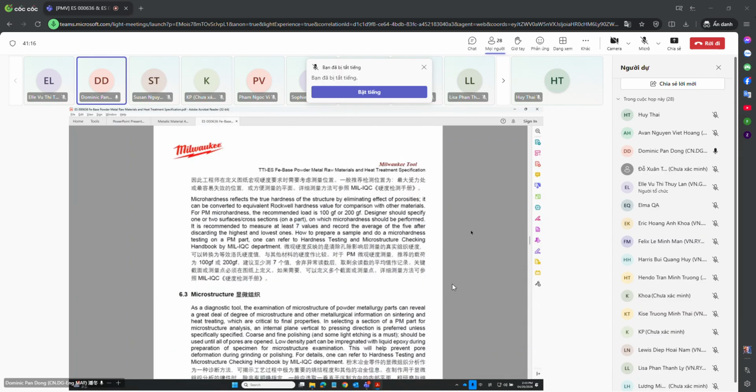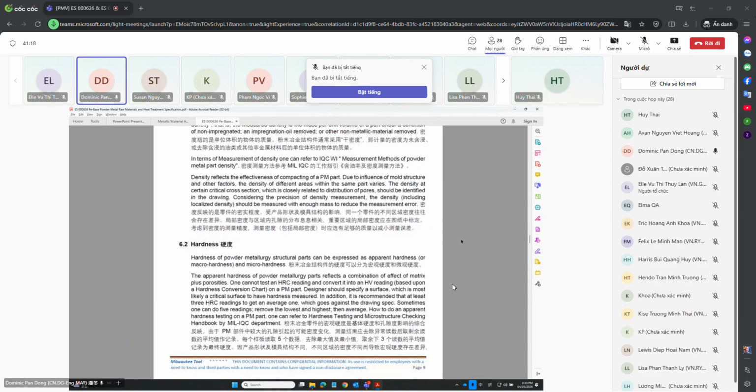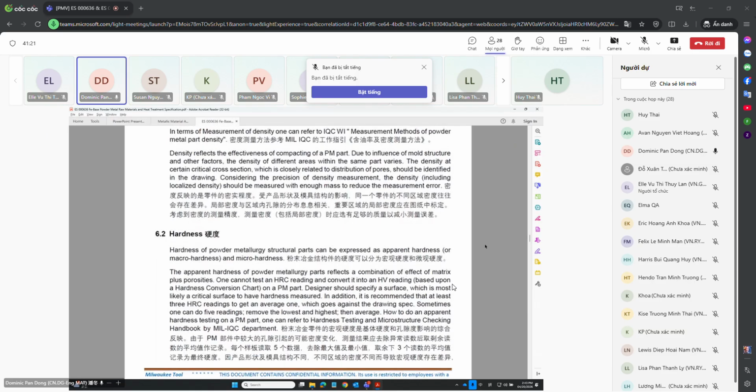Secondly, it's about hardness testing. Hardness testing, we know it's micro hardness testing. Sometimes we call it Vickers micro hardness testing. For powder metal parts, because of the existence of many small porosities or pores inside, hardness testing is easy to get a fake reading, which means some results are not reflecting the actual hardness.